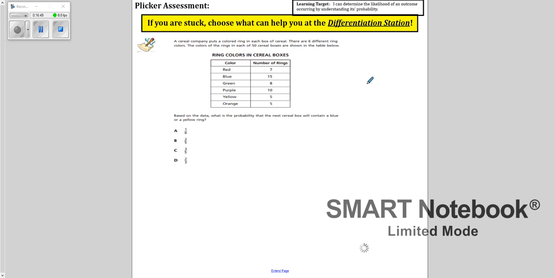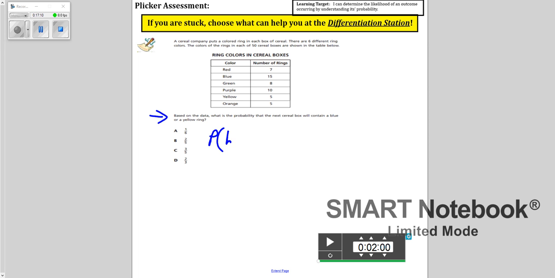So here's an example. Based on the data, what is the probability that the next cereal box will contain a blue or a yellow ring? So again, if you want to read the whole question, pause it, read it, think about it, try it, and unpause it. So they want to know the probability of blue or yellow. So remember to do that, we just find the probability of each one separately and then add them together.